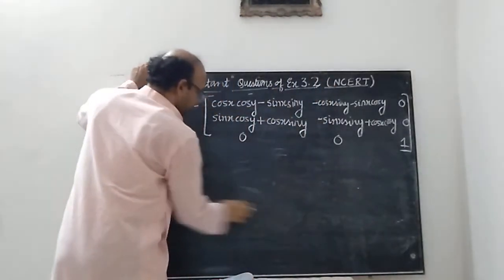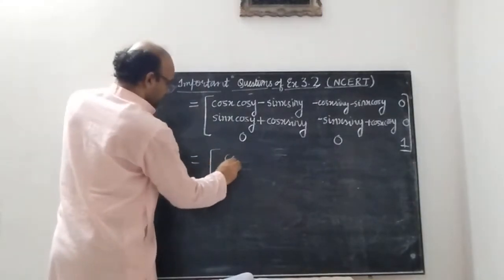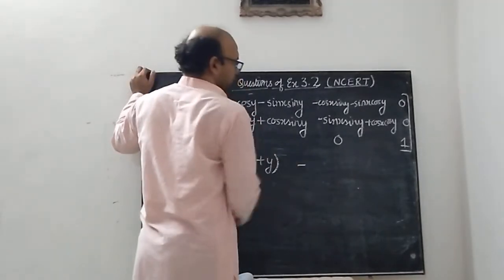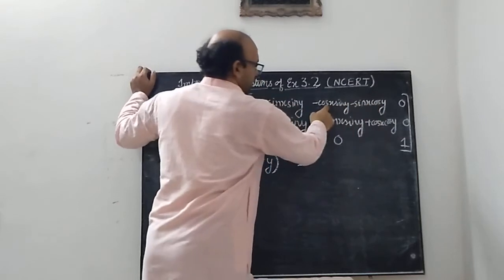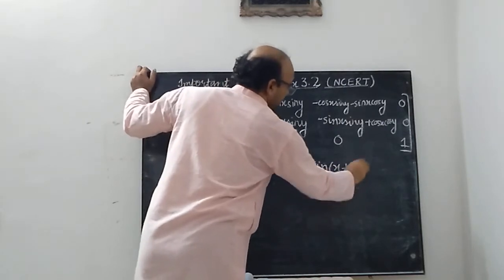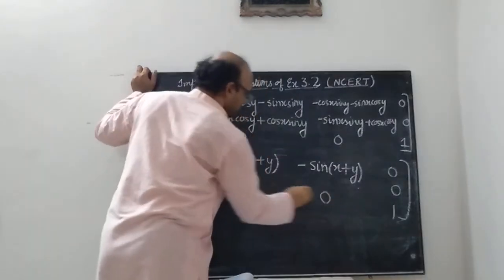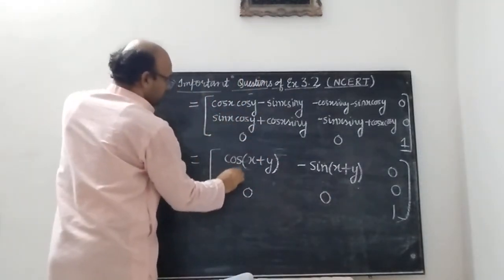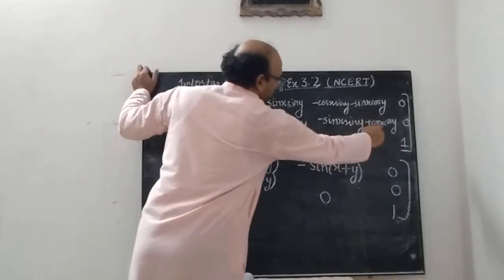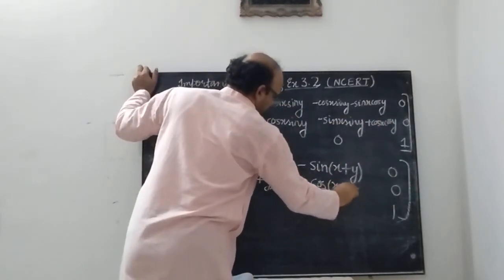If we use the formula we have learned, cos x cos y minus sin x sin y will give you cos of x plus y. We take out minus common. Sin x cos y plus cos x sin y will give you sin of x plus y. Now sin x cos y plus cos x sin y is sin of x plus y. Take out this, cos x cos y minus sin x sin y is cos of x plus y.